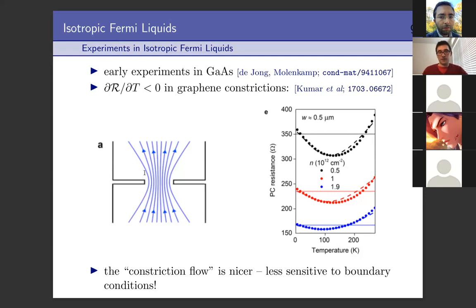An experiment was done in 2017 to look for this decrease in temperature of the resistance of this device, and this effect was seen. This plot on the right-hand side shows you, as a function of temperature, a non-monotonic temperature dependence at three different charge densities in a device. And you can see that below around 150 Kelvin, we see this kind of Gurzhi predicted temperature decrease.